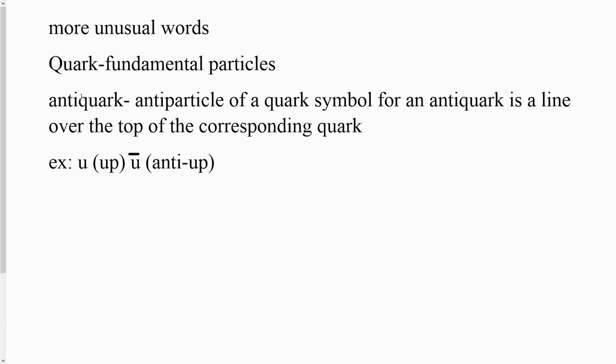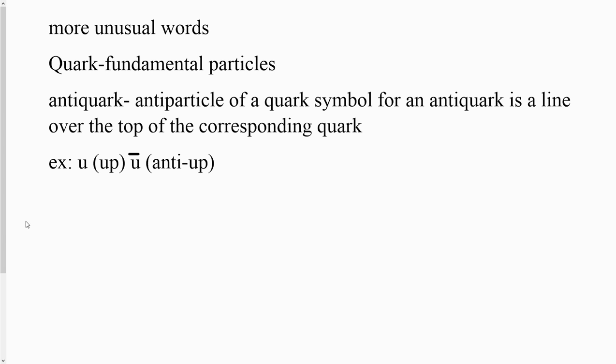Now I have a couple more words. Quark is considered a fundamental particle. It's right now our smallest particle that we have. And an antiquark is the antiparticle of a quark. So the symbol of it is a line over the top of the corresponding quark. So I'll put an example here. Anti-alpha, see how it has the line over the top? So they have the same mass as an alpha with different charge.